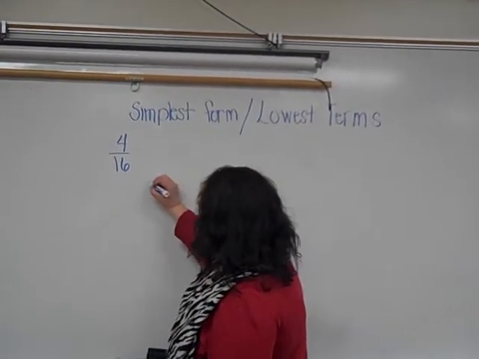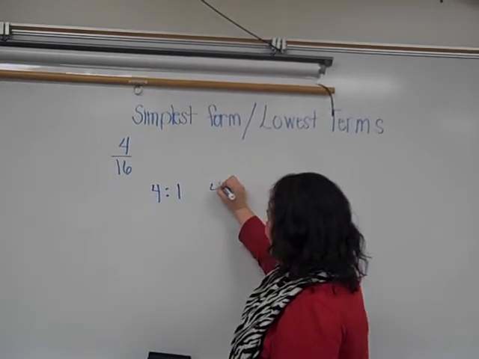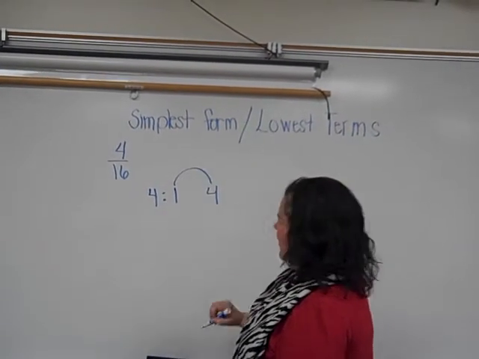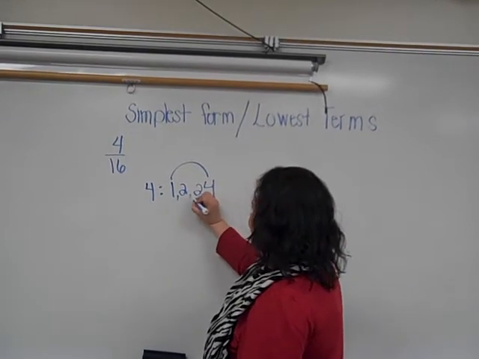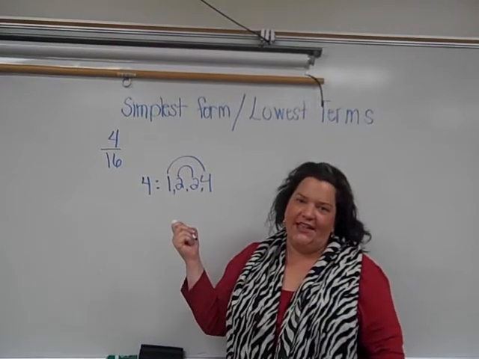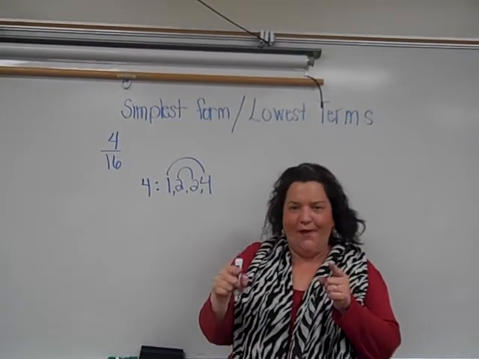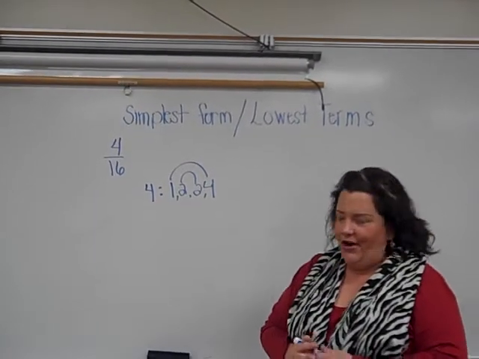So with 4, you have 1 and 4. There's my rainbow stripe. And you also have 2 and 2. Now you necessarily don't have to put that second 2 there since you're multiplying 2 by itself to get the 4. So there's the factors of 4.